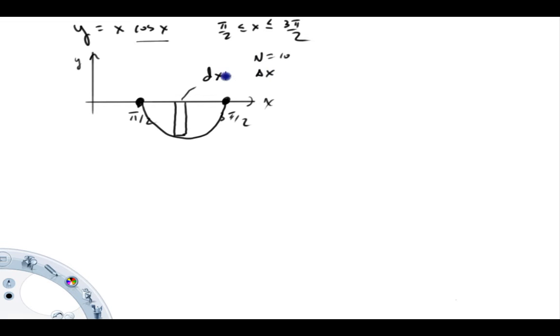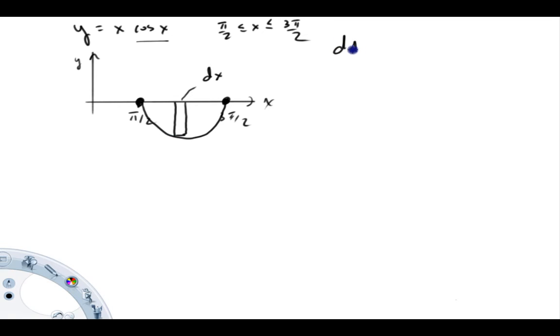The difference between delta x and dx is that delta x is a finite measurable value. You can get a ruler out and measure a number for a delta x. dx is an infinitely small thing. If we are intending to use an integral process, then the number of rectangles is infinite. The delta x becomes infinitely small, so dx would be an appropriate thing to label it as. Now, this length right here is equal to the function value, x cosine x.